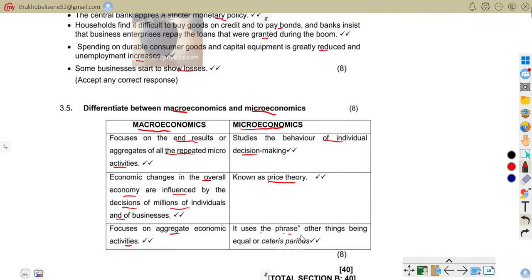Also, it uses the phrase other things being equal, or ceteris paribus, meaning to say it assumes all other factors stay the same while studying the effect of one change.